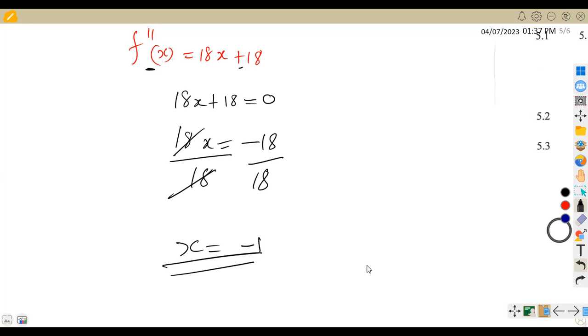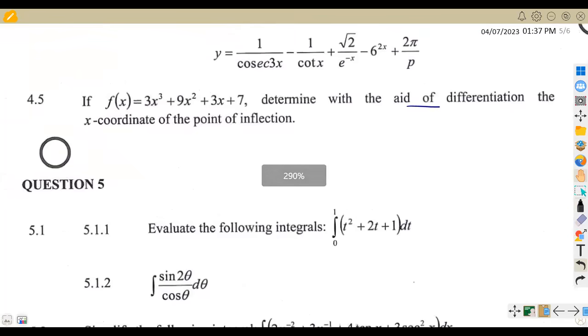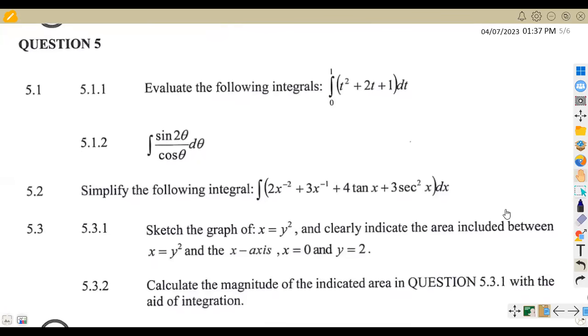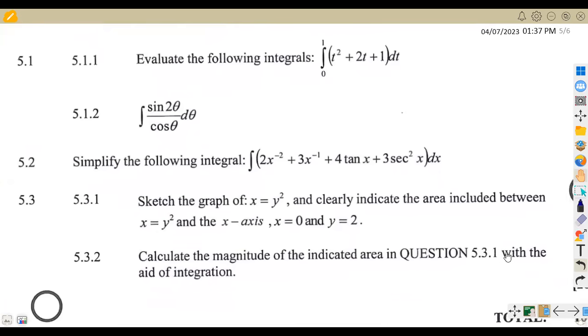So the question was not asking us to determine exactly the point of inflection, but the value of x at the point of inflection, calculate here the x coordinate of the point of inflection. If it was a point, you substitute the value of x back to the equation, you determine the value of y. Now it's a point x, y. Okay, so that was question 4 on differentiation. Then we move on to question 5, which is on integration, having 20 marks again.